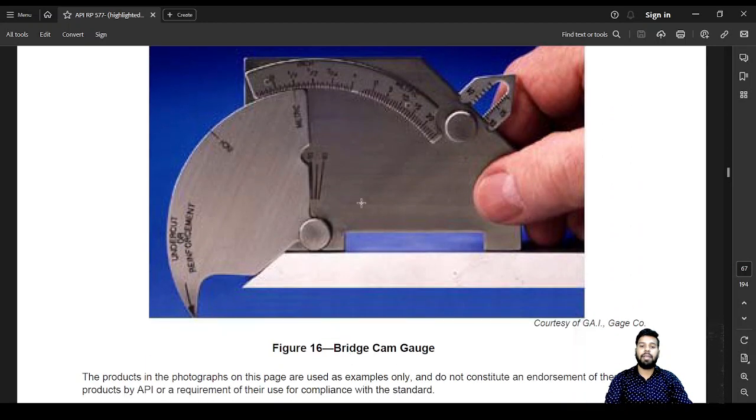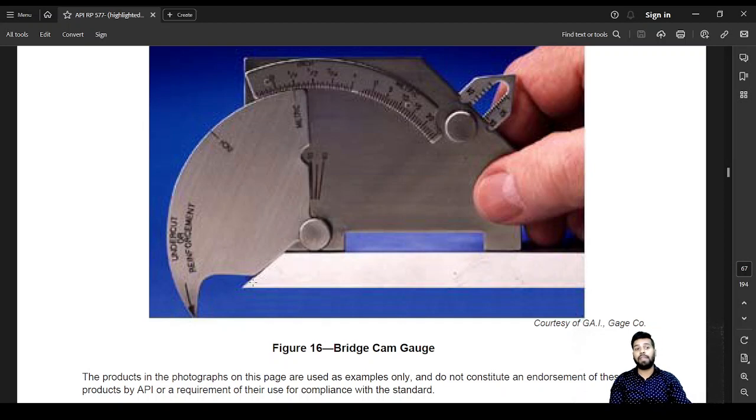This is a bridge cam gauge. This kind of gauge is going to be much better for all kinds of inspection because it can identify multiple things. This can tell you about bevel angle. In this case, this is telling you the bevel angle of this joint. It can also tell you about the pit depth, the undercut depth, and how much weld reinforcement is present.